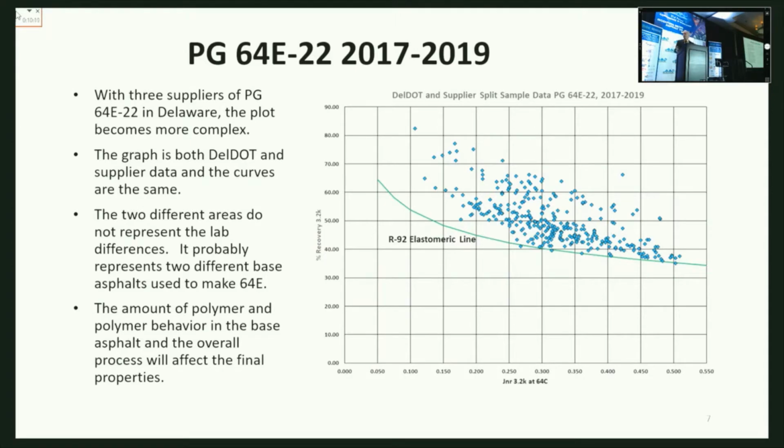And you've heard all the talks in the workshop today, and yesterday and earlier. It's tricky putting a polymer in an asphalt, and that's why you're seeing basically two different curves. Okay, this is a standard JNR percent recovery, which everybody does.